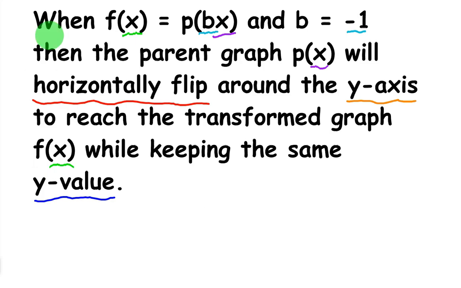Okay, so when f of x is equal to p of b of x and b is equal to negative 1, so in other words, just p of negative x. I'm focusing on b right now because we're going to learn about horizontal stretching and shrinking. Then the parent graph p of x will horizontally flip around the y-axis to reach the transformed graph f of x while keeping the same y value.